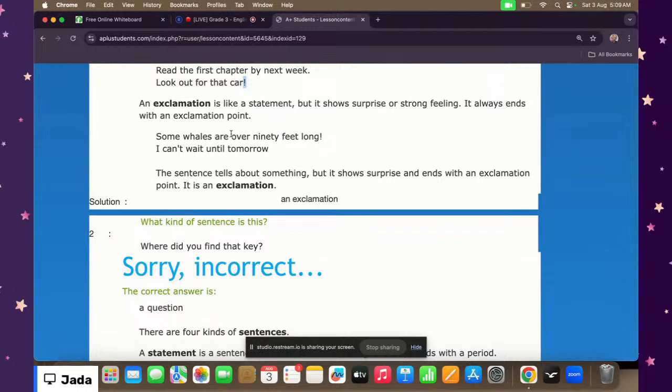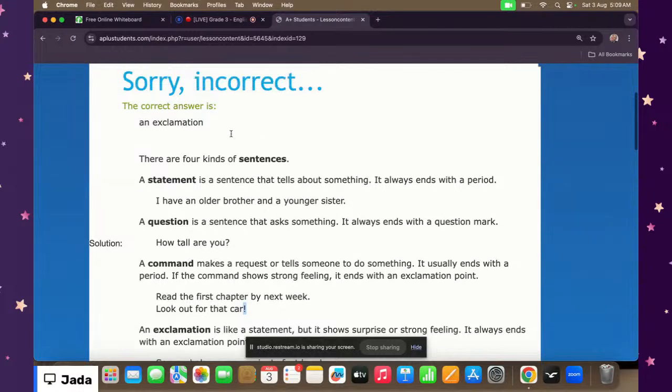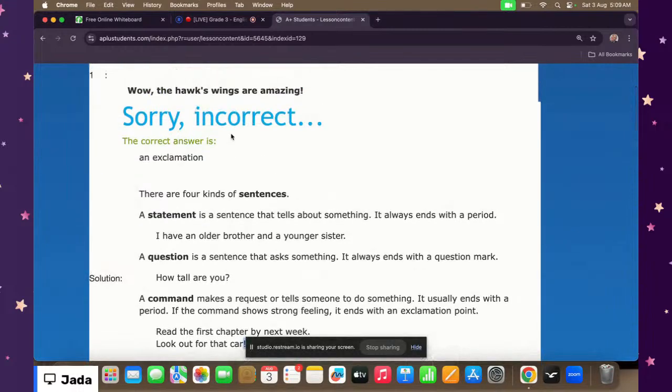Some whales are over 90 feet long! So now you are making a statement, but it's giving a surprise to someone, so you have to end it with an exclamation. I can't wait until tomorrow! So you're telling us a statement also, that you cannot wait until tomorrow. So that's it. Okay, so let's look at some examples before we move into the test.